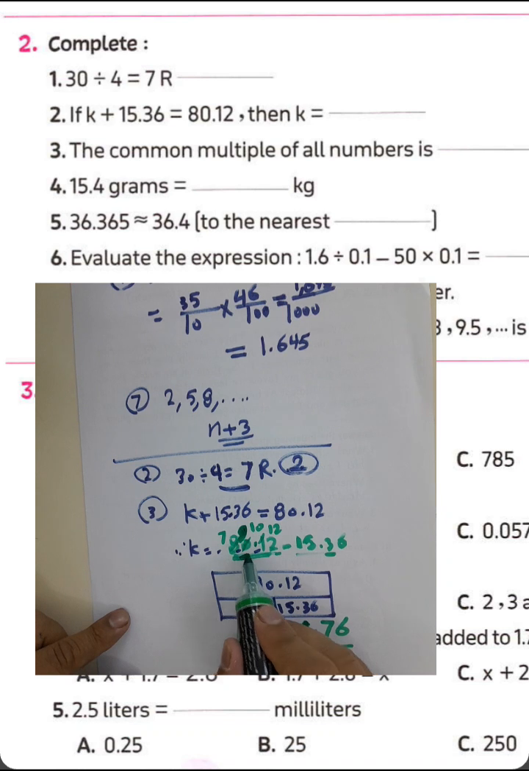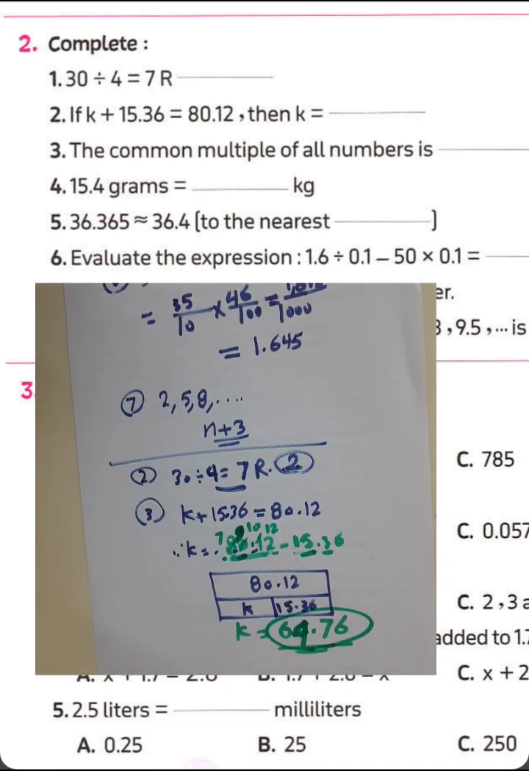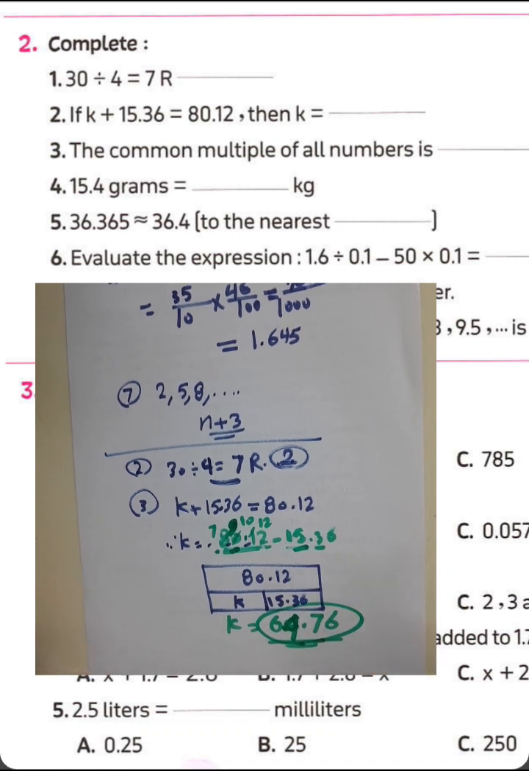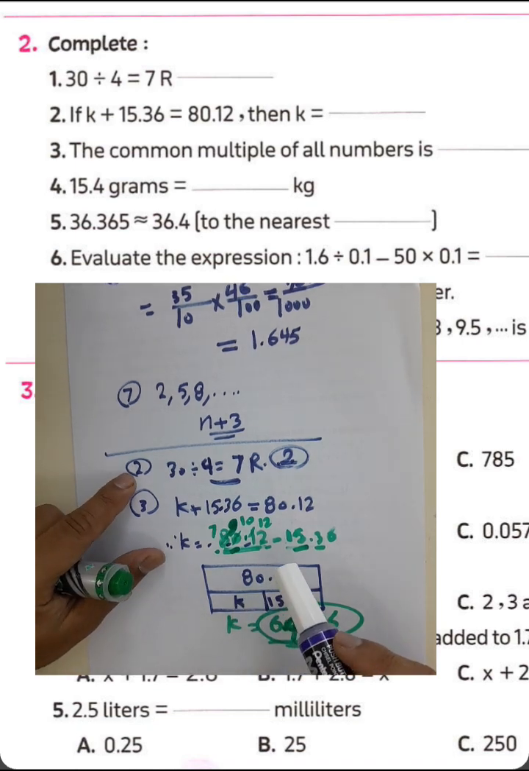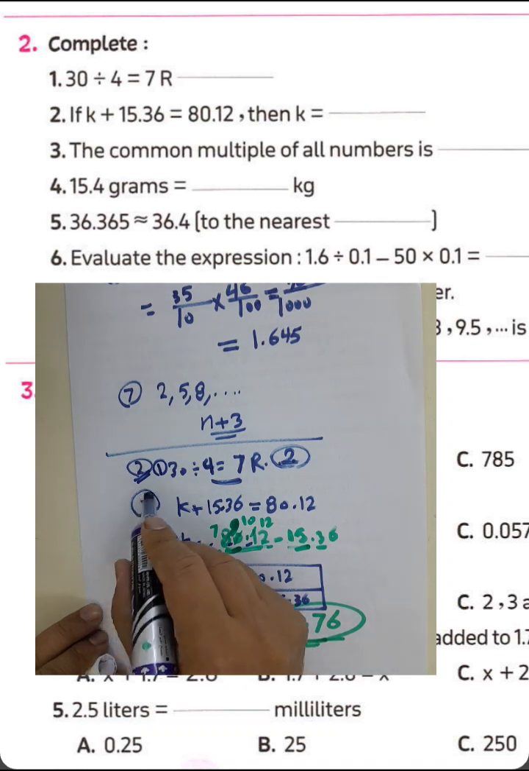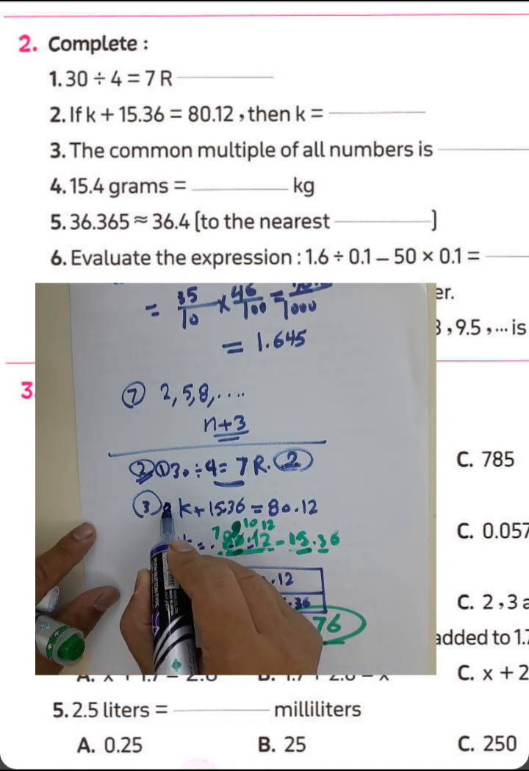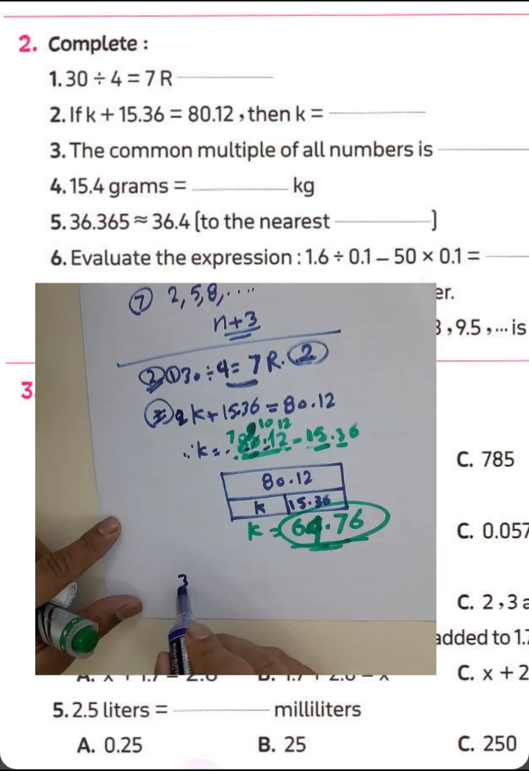It was 9 minus 5 equal 4, and 7 minus 1 equals 6. The result will be 64 and 76 hundredths. Next question, number 1. In question 2, it was number 2, and the next is question number 3.